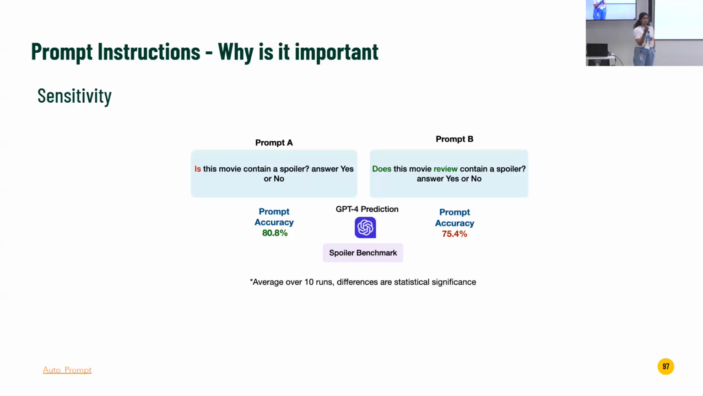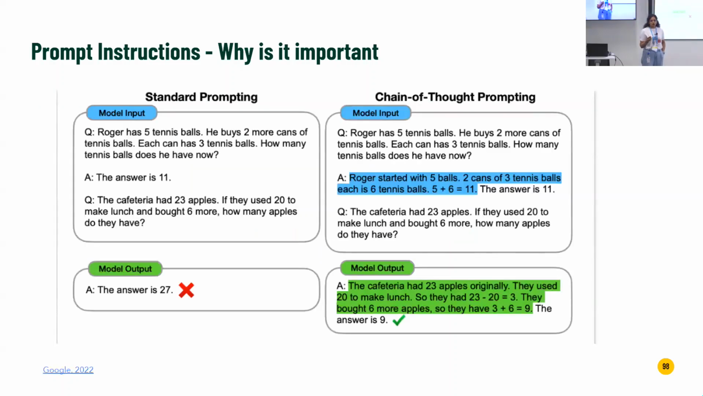We just discussed that articulating instructions is really important for LLMs. And why is it so? For example, this is a classic case of prompt sensitivity, wherein two semantically similar prompts, which are telling the same thing, produce different outputs and different accuracies. And this is a case with GPT-4, which is a state-of-the-art LLM. And the way you prompt matters.